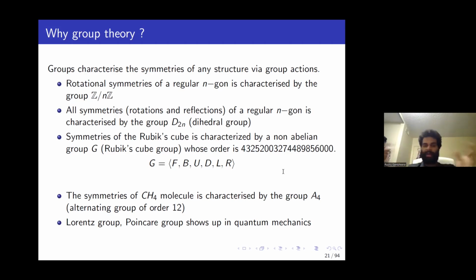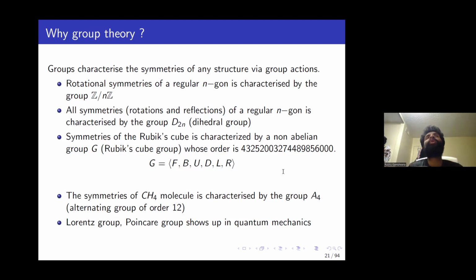Because after a while things will collapse. These are not free operations. There are a lot of connections in between these operations F, B, U, D, L, R. So the relations of these generators will force these big strings to collapse down. So you cannot have arbitrarily large strings of operations without collapsing.